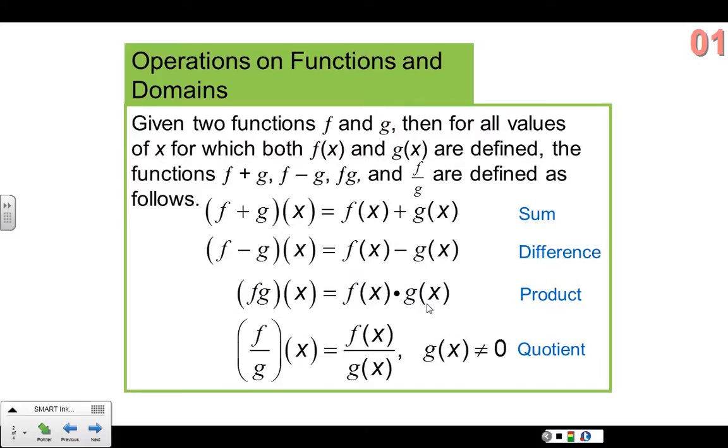F divided by g, you would just make a fractional or rational function. If they're not divisible, you could leave your answer as a fraction. And remember, g of x is never allowed to be 0 because 0 cannot be in the denominator of a function or of a fraction, period.